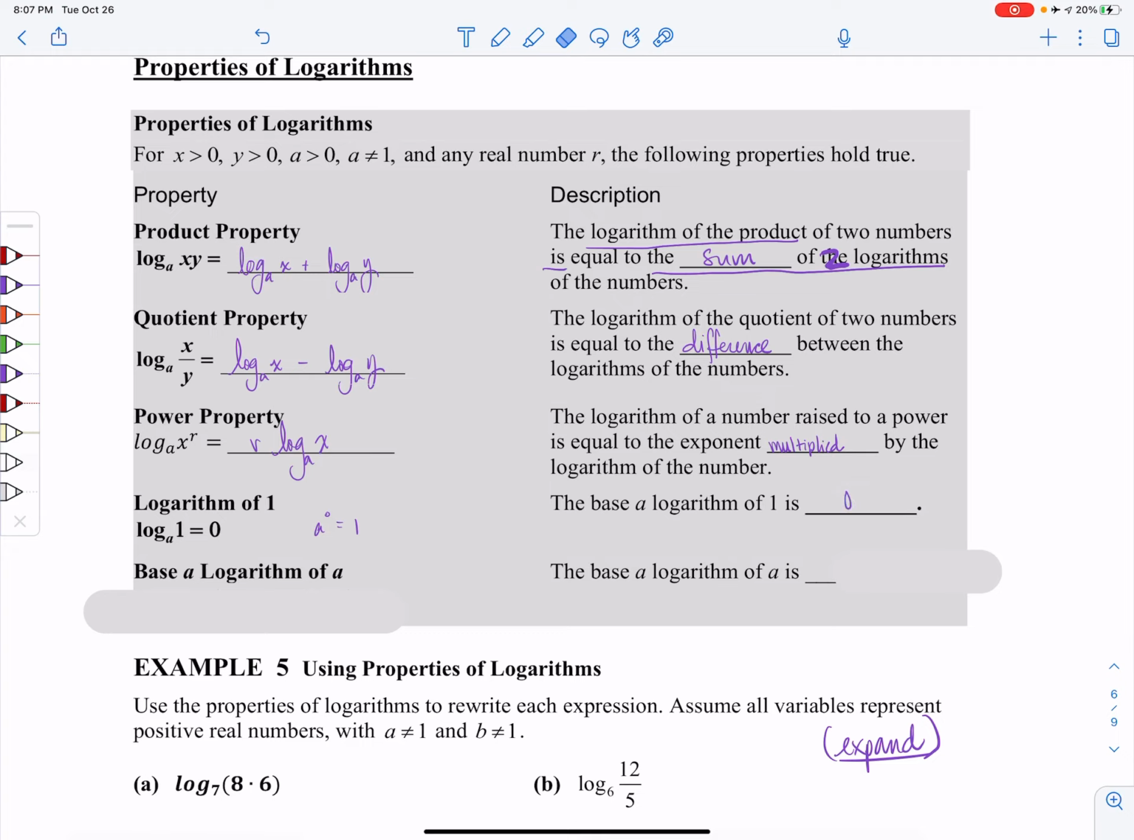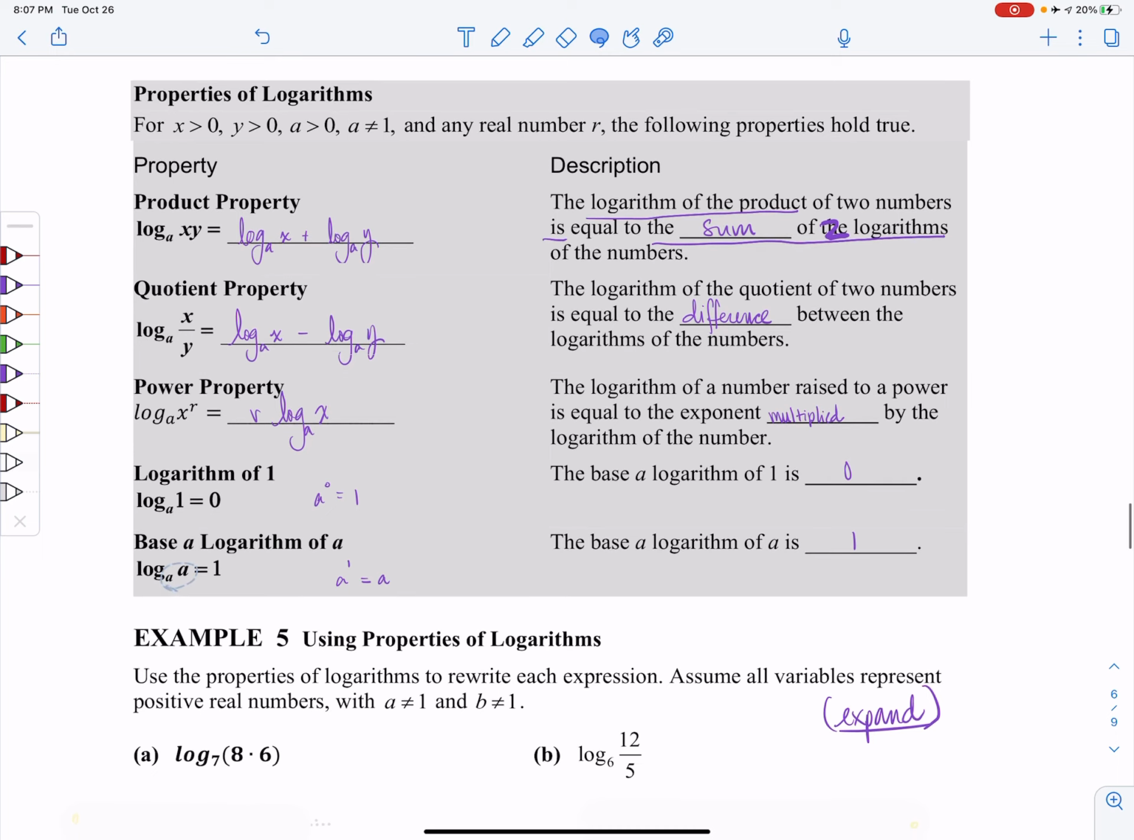And then last but not least, the log base a of a will equal 1. Again, think about why that's true. A raised to the first equals a. So the base a log of a is going to equal 1. The catch on this one, folks, is that these two bases have to match. They have to have like bases.